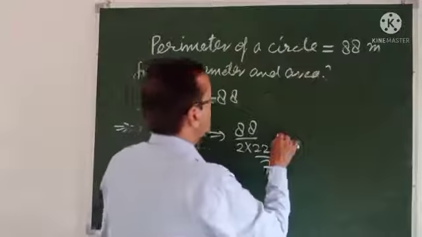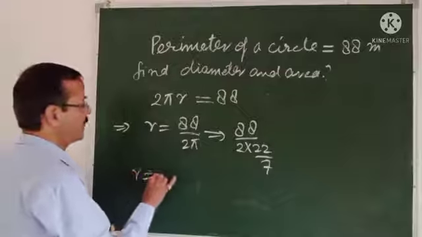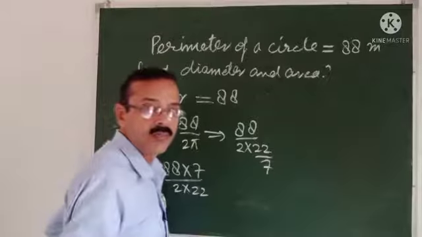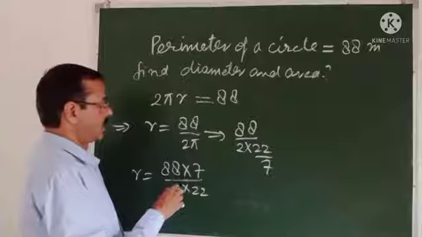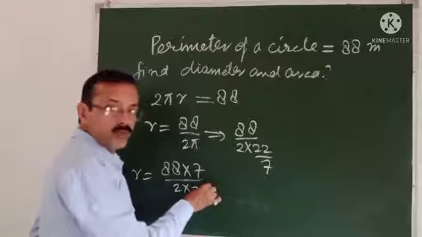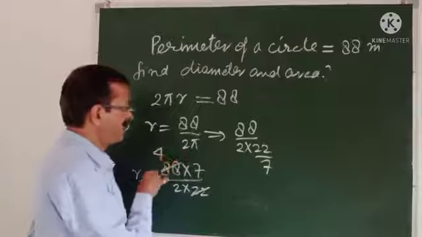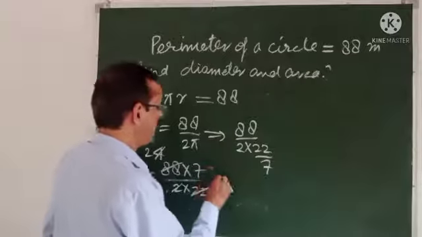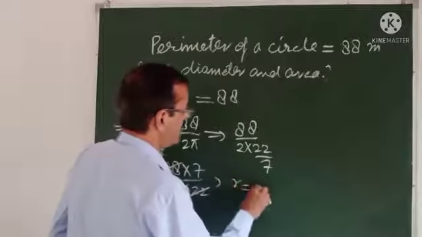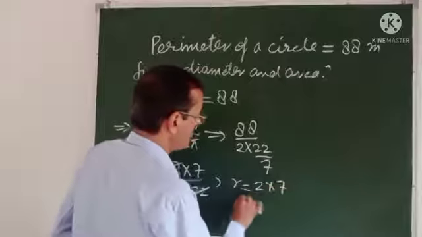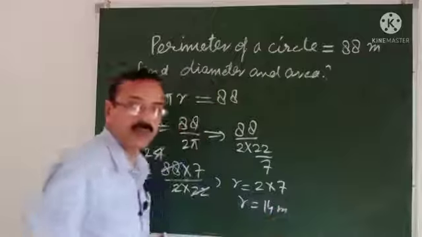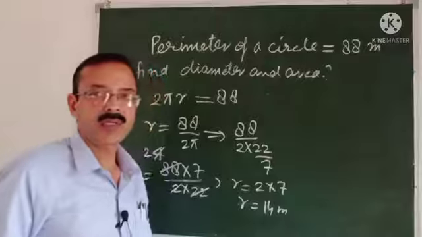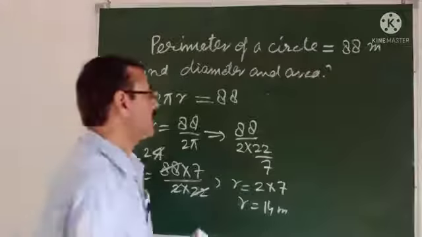The 7 will go up, so it can be written that r is equal to 88 into 7 upon 2 into 22. I hope the concept is clear. So by 22, 4 times it will be cancelled there, and 2 times 7 is 14. Therefore r is equal to 14 meter. We found that the radius of that circle came 14 meter.